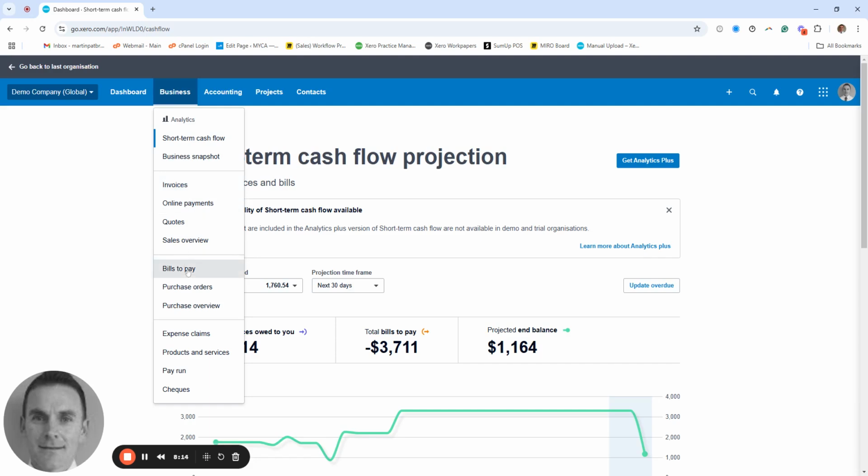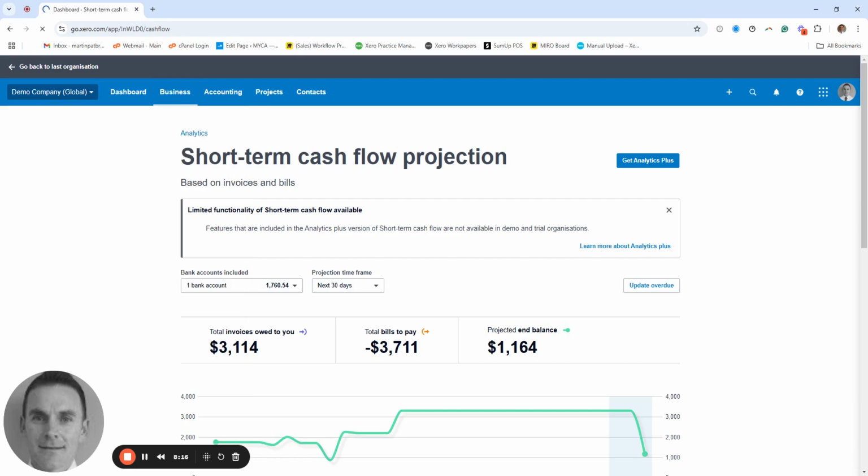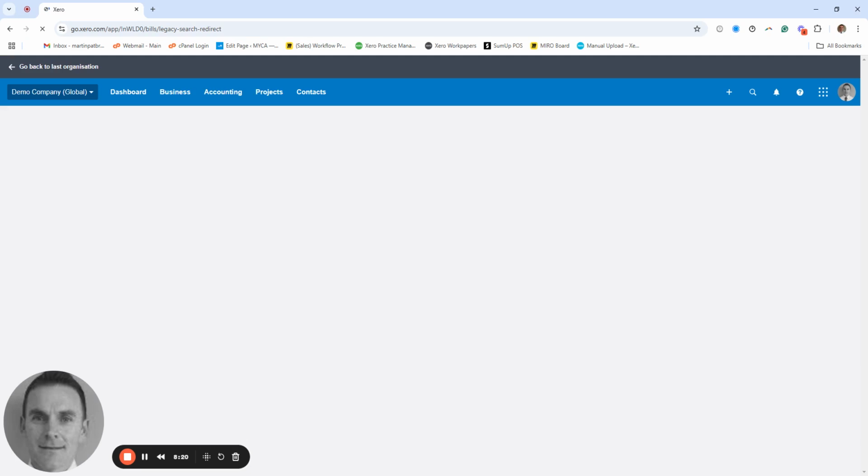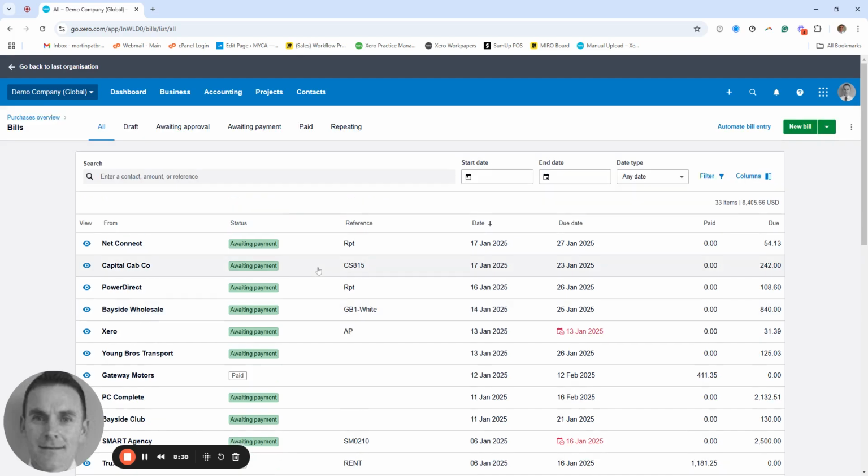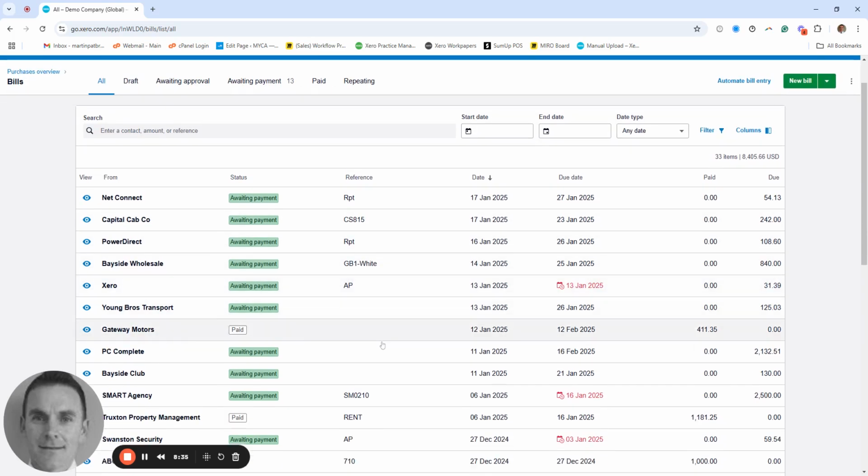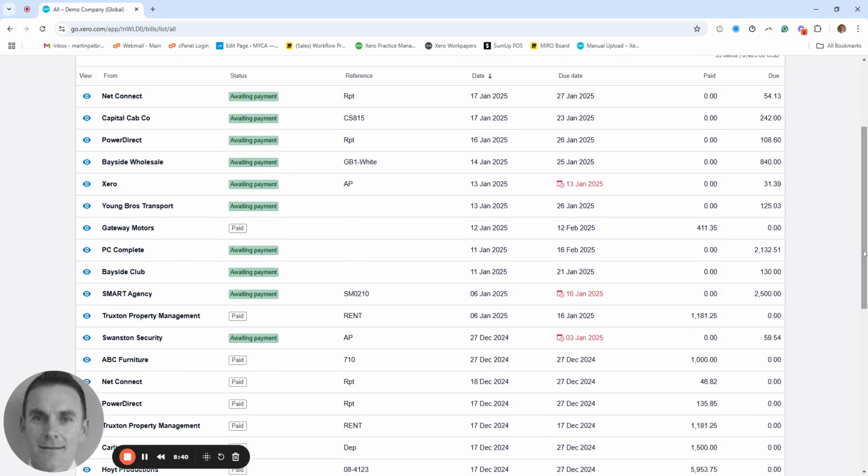So these are great tools to use. Now, it's only as good as the information that you put into it. So your invoices that you're sending out, and your bills to pay, are what determine your cash flow balance. But it's a good tool to use so that you're aware of any gaps that you're going to have in your cash flow.